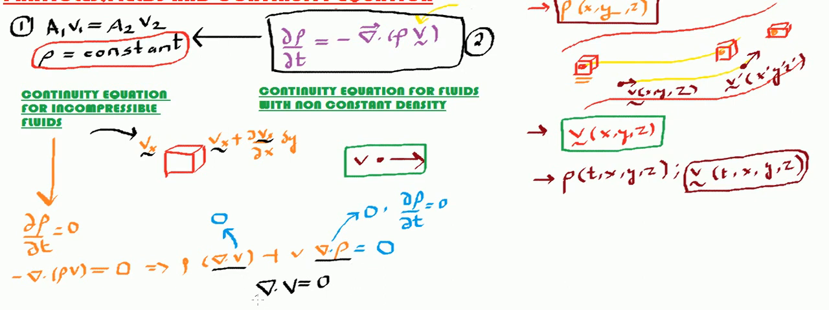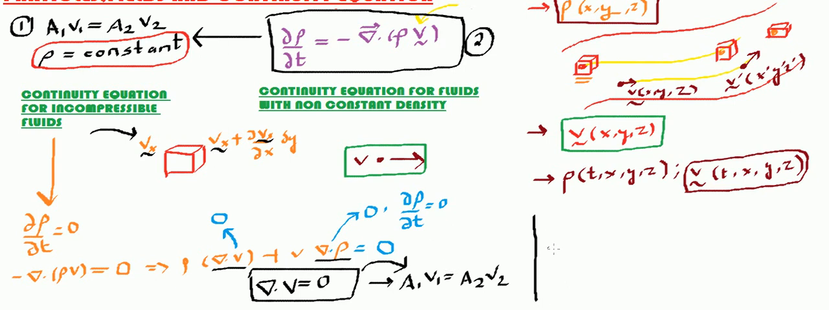Now this del dot v equals 0 is directly connected to a1 v1 equals a2 v2. So take it as homework and solve it yourself. Let me give you a hint. See if you can use Stokes theorem or Gauss divergence theorem and go from del dot v equals 0 for an incompressible fluid and prove that this equation is equivalent to saying a1 v1 equals a2 v2.